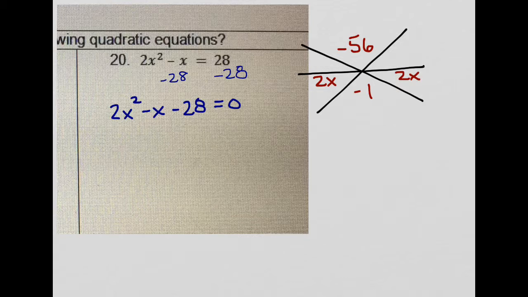I knew that I could go straight to asterisks because my a term here is positive, and because I can't take any factors out of this equation, right? I can divide this by 2 and 28 by 2, but I can't divide negative 1 by 2 and get a nice integer number. So that means that I'm ready to factor. Looking at this, I need something that multiplies to give me 56, but adds to give me negative 1.